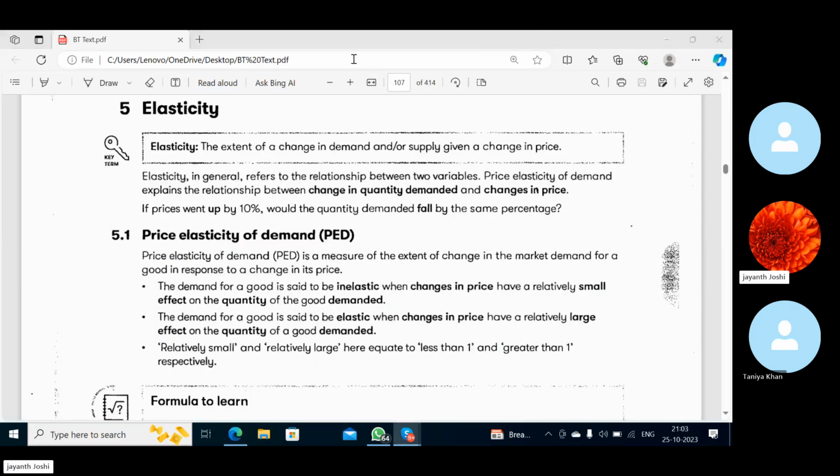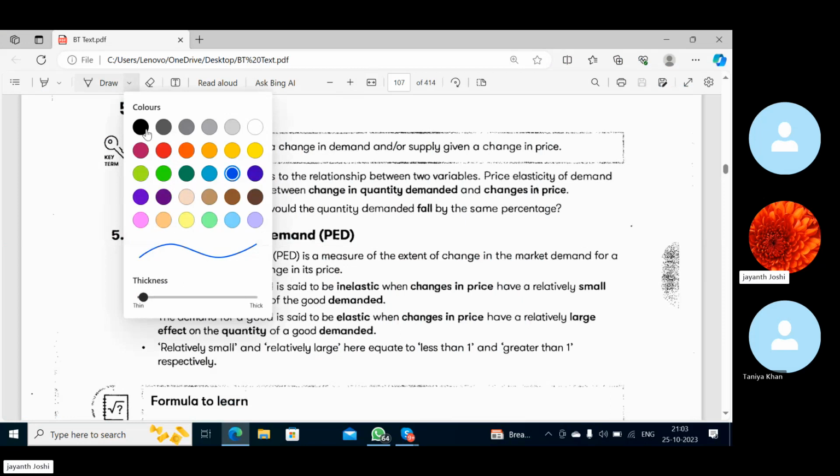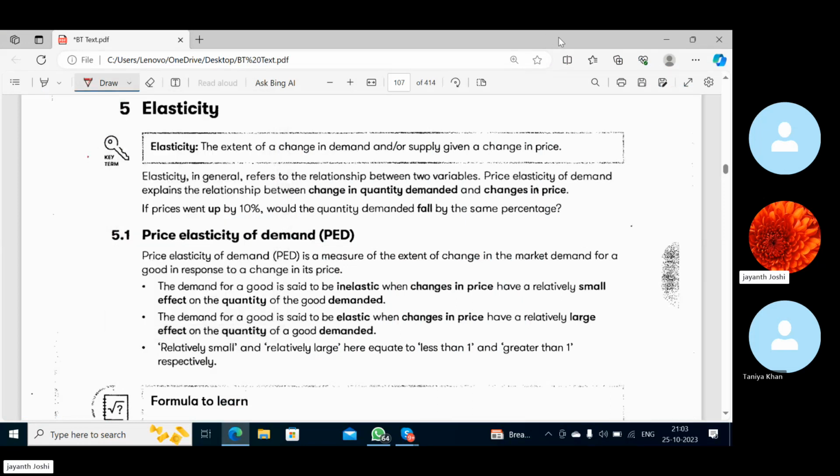So elasticity. What do you mean by elasticity? Elasticity is nothing but flexibility, something where there can be a contraction and expansion. What is this all about and why has it come here? See, elasticity is nothing but the behavior of a dependent variable with respect to an independent variable. That means demand is a dependent variable and it depends upon price, which is an independent variable.